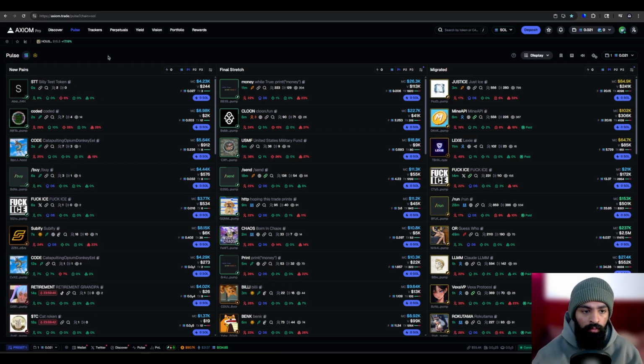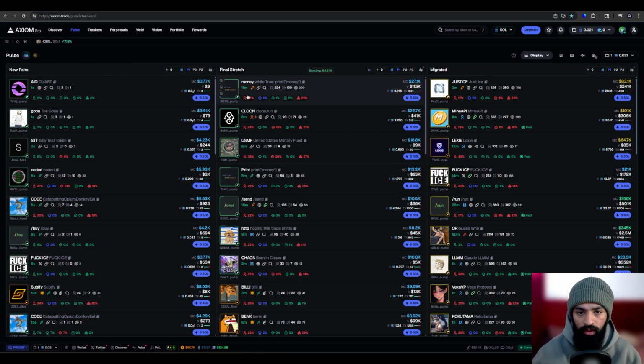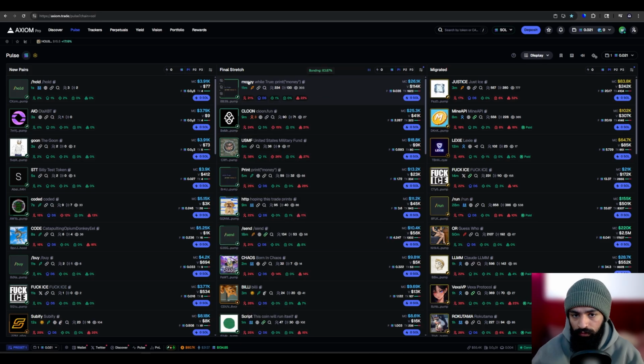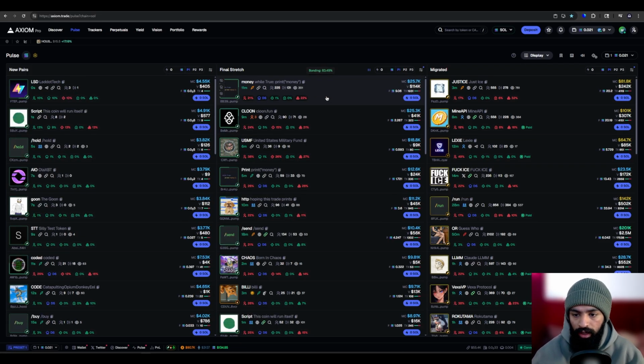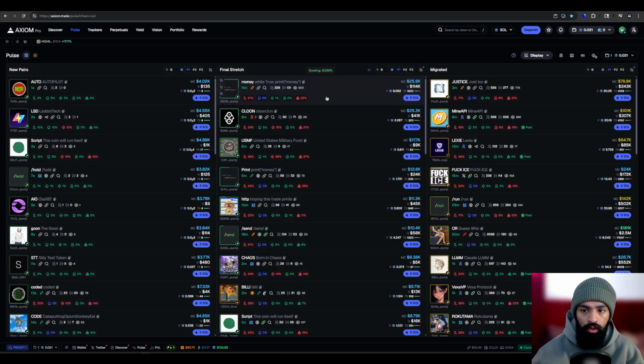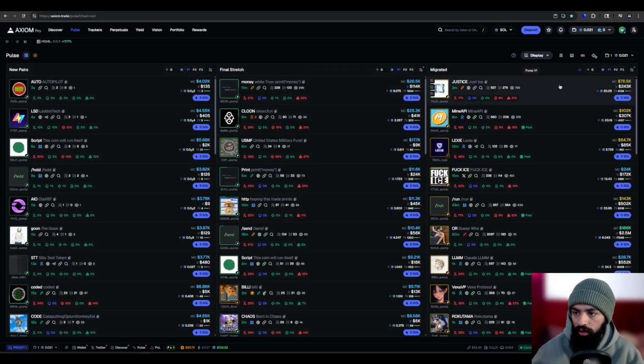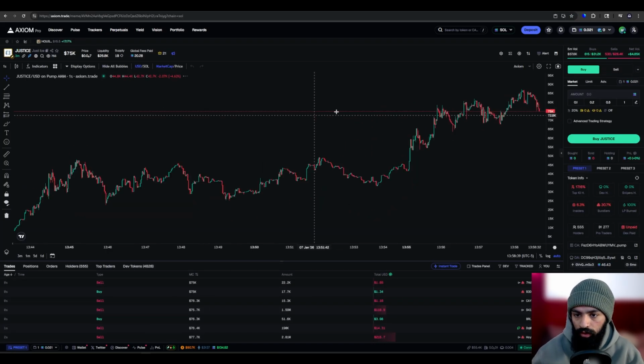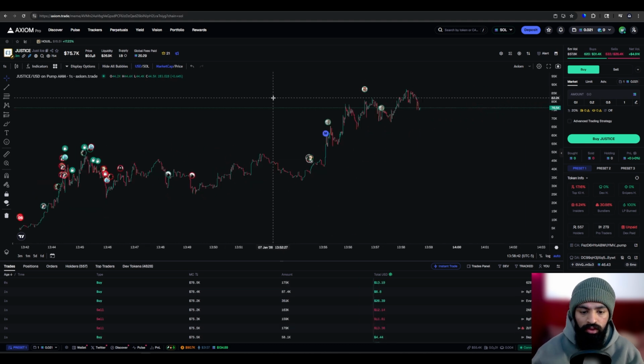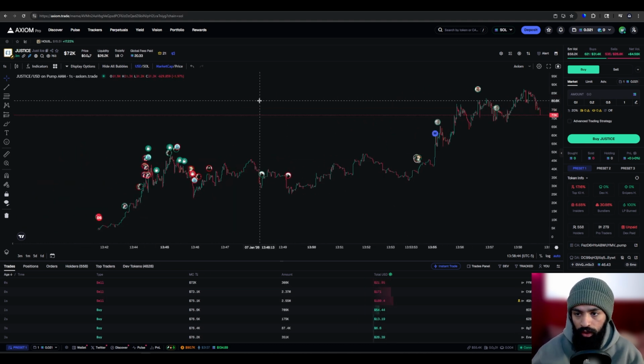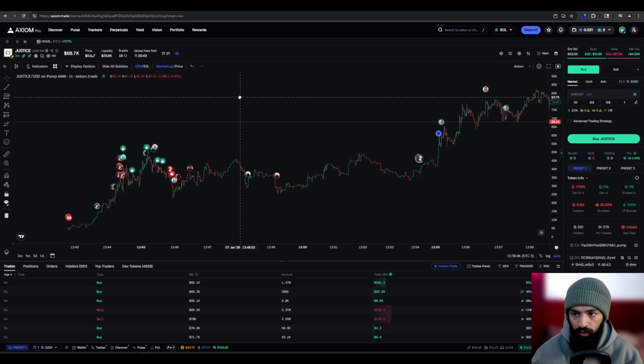So in the first video, we went over what the whole interface means, all these buttons, what they mean, what the numbers mean, and everything of that sort. So today we're going to be taking a look at, let's just check out a random coin. So let's use this coin as an example to show you guys what the whole interface means basically.